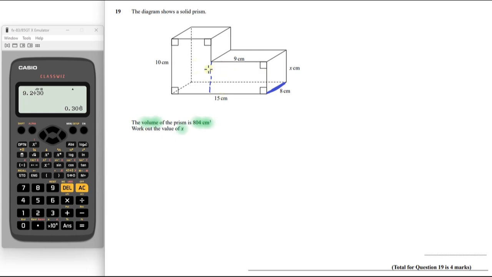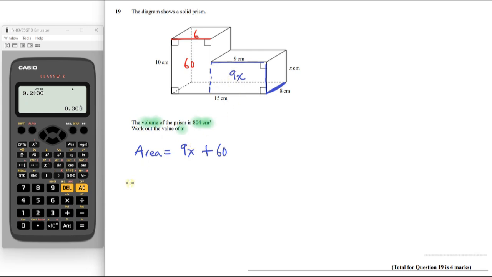So this rectangle down here, we know the length is 9 and the height is x. So the area is 9x. Now the area of the rectangle on the left-hand side: this length is 15 minus 9, so that's 6, and the height is 10. So 6 times 10 is 60. Let's write this down. The area of the cross section is going to be 9x plus 60.